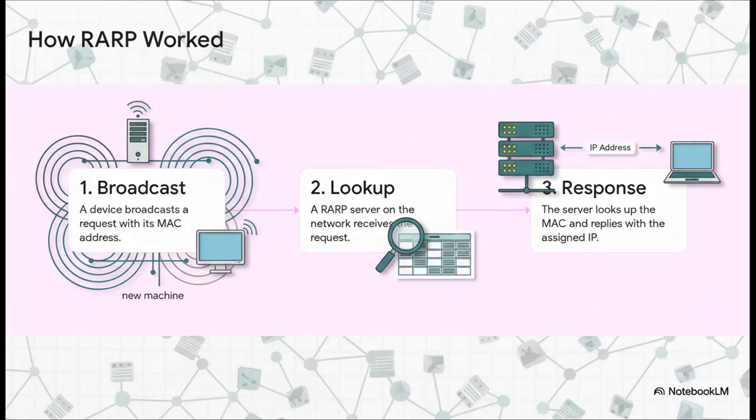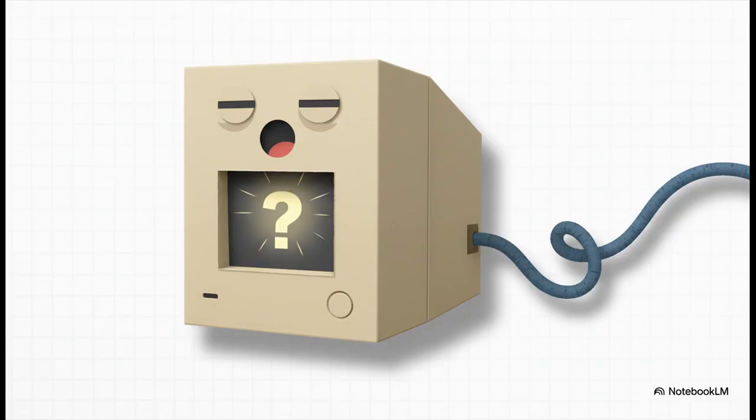A new machine would connect and just broadcast a message out to everyone saying, hey, my physical address is this. Can someone please tell me what my IP address is? A special RARP server on the network would hear this, look up that MAC address in a pre-configured table, and send a reply directly back to the new machine with its assigned IP. Simple as that. And this is where you can really see why RARP was so incredibly important back in its day. It was literally designed for devices like those early diskless workstations, computers that had no hard drive to store their own configuration. They had to ask the network for their identity every single time they booted up.